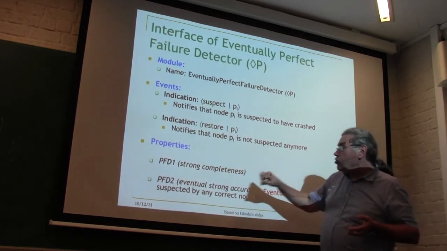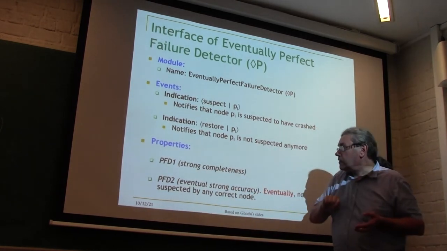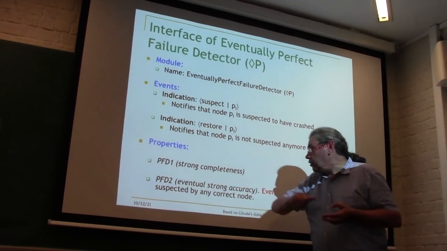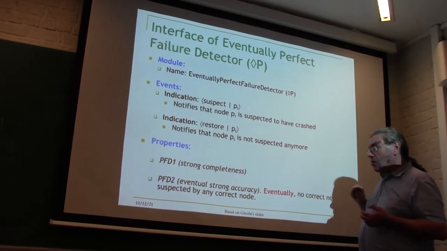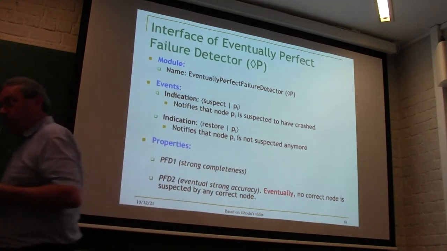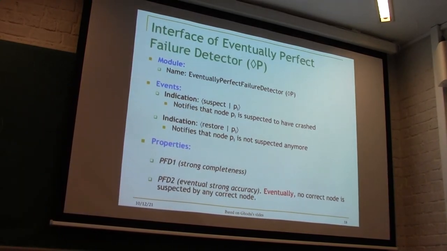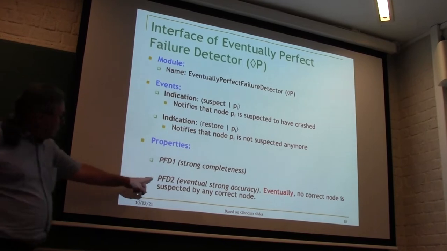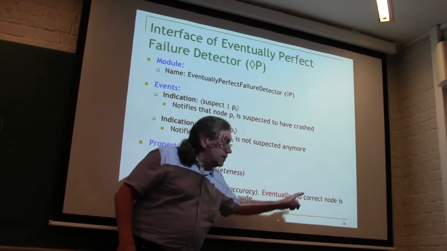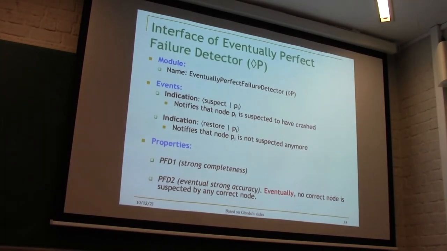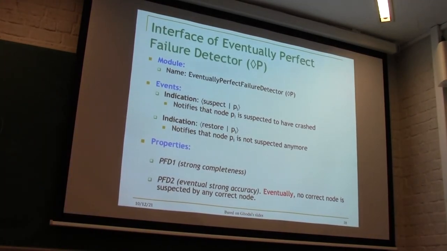So the two properties are strong completeness and eventual strong accuracy. Eventually, no correct node is suspected by any correct node. So that means it's allowed to make mistakes for a finite time. But after that, it should be like P. So that means it has a grace period. It's allowed for a certain time to be completely stupid, but after that time it has to be smart.